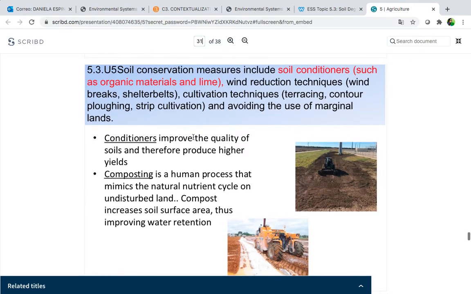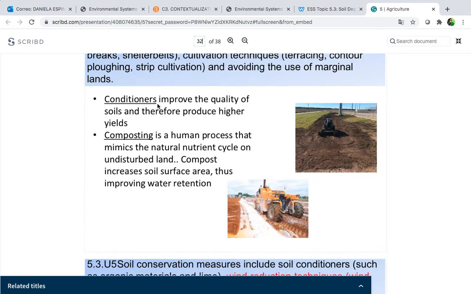And then we have the solutions to preserve soil, to improve soil. So we have the environmental problems, what are the impacts, the environmental impacts, and now we're going to see the solutions, right? Soil conservation measures include soil conditioners, when you add organic materials, lime to soil to recover, wind reduction techniques, wind breaks, shelter belts that can be constructed to avoid wind causing wind erosion, cultivation techniques, terracing, contour plowing, strip cultivation, and avoiding the use of marginal lands.